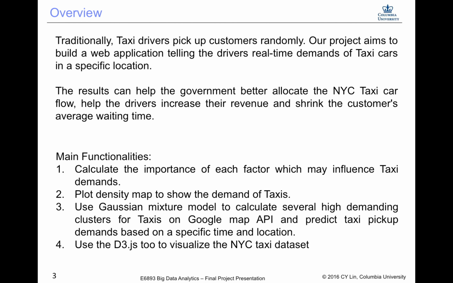This project aims to build a web application telling the drivers real-time demands of taxi in New York City. We have four main functionalities. The first one is to show the importance of each factor that influences the taxi demands. Second is to plot a density map to show the demands of taxi. And third one is to show clusters for high taxi demand on Google Map and predict taxi pickup demands based on a specific time and location. The fourth one is to visualize our New York City taxi dataset.